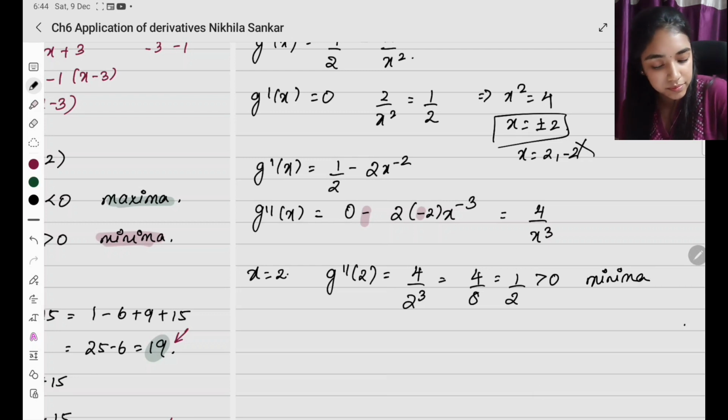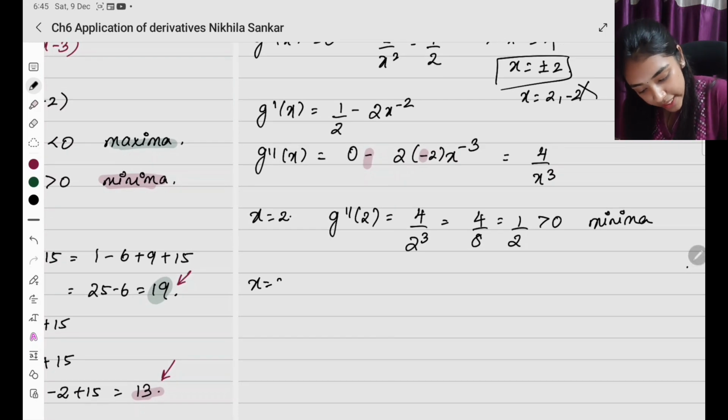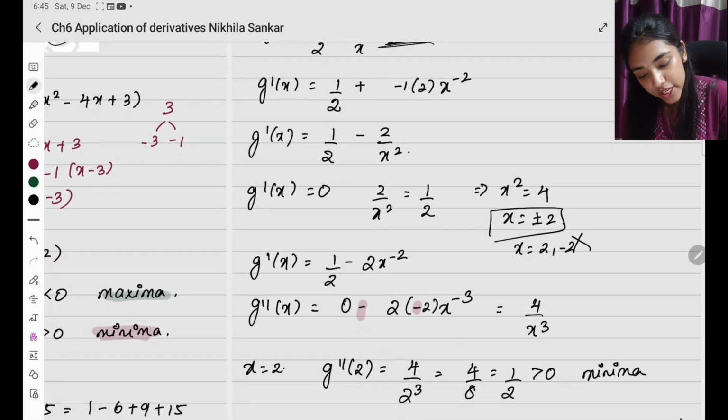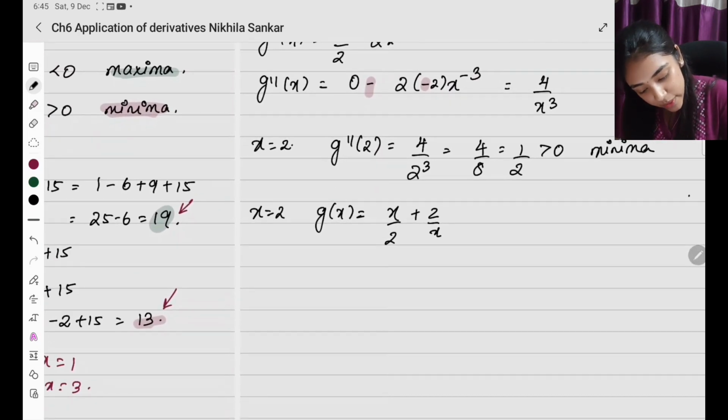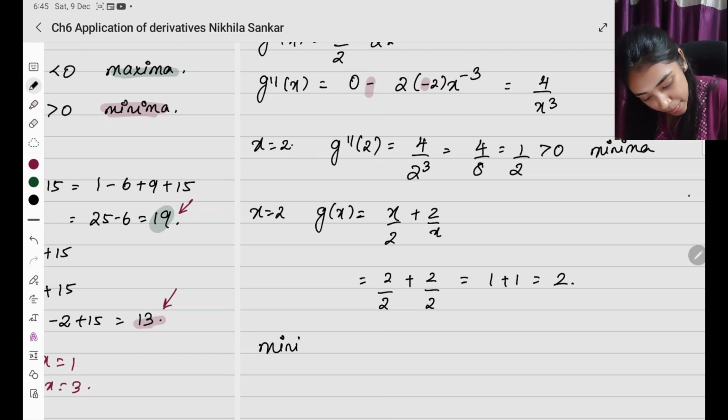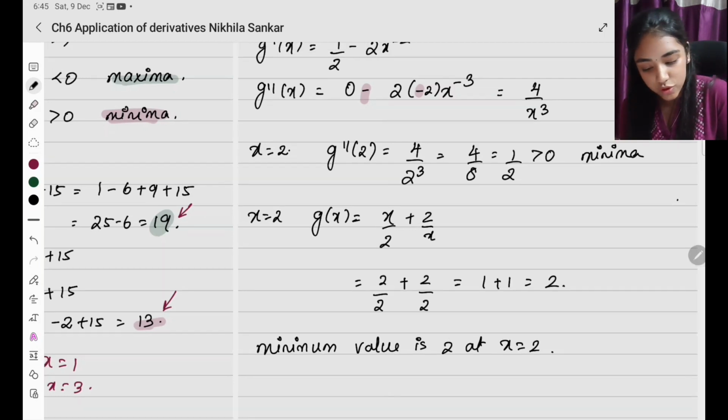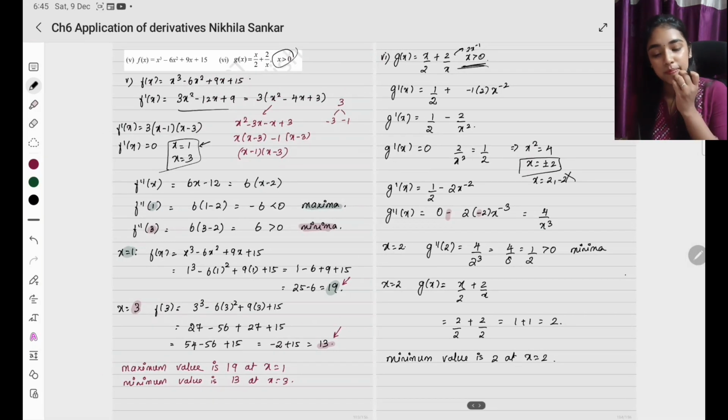Okay. At x equals 2, what is my g of x? g of x is, from the question, x by 2 plus 2 by x. When I substitute that, I have 2 by 2 plus 2 by 2, which is going to be 1 plus 1, which is 2. Maximum and minimum is known only from the second derivative. So the minimum value is 2 at x equals 2. So this is my final answer. Okay, please copy.